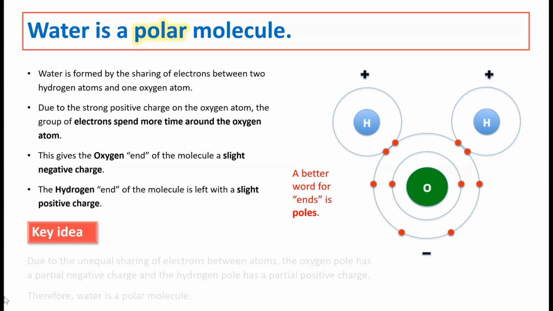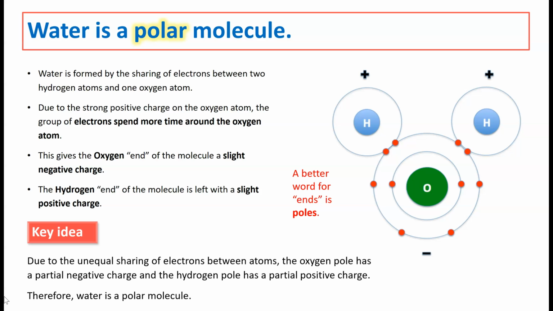To summarize, due to the unequal sharing of electrons between atoms, the oxygen pole has a partial negative charge and the hydrogen pole has a partial positive charge. And therefore, we say that water is a polar molecule.